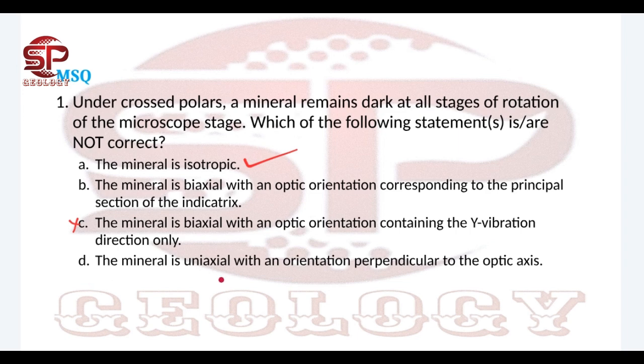The mineral is uniaxial with an orientation perpendicular to the optic axis. In case of a uniaxial mineral, if you take a section perpendicular to the optic axis, it will become isotropic. So the basal section, or you can say the section perpendicular to the optic axis, is isotropic in case of uniaxial. So A and D will be correct.